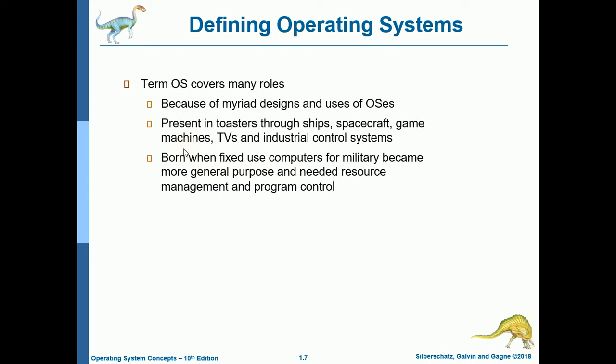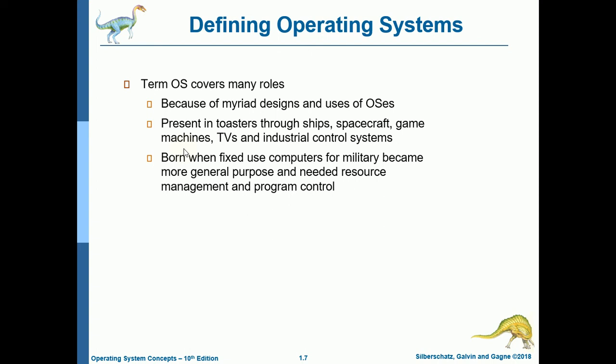So next, we have defining operating systems. The term OS covers many roles because of the myriad designs and uses of OS, present in toasters, as I've said. An operating system is not just Windows 10, it's not just Linux. They can also be found in digital devices, as already stated here, in oven toasters, microwave ovens, ships, spacecraft, game machines, the ones that you can find in malls, and televisions, not the CRT or cathode ray tube, the fat one, but of course your LED or smart TVs or Android TVs, and industrial control systems. So you already have a subject of programmable logic controllers. So there is also an operating system there.